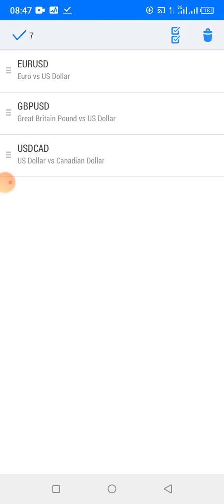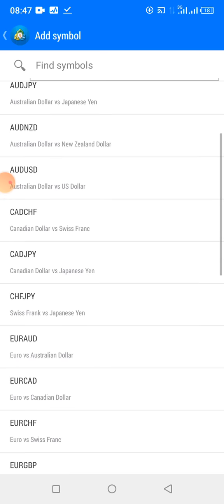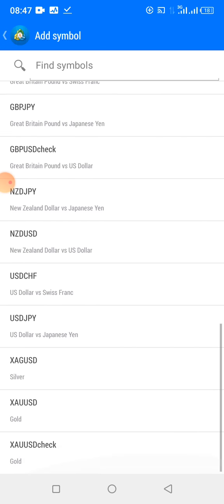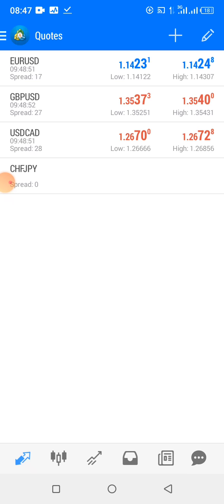You can see what I'm doing. I'm deleting the pairs I don't need, and I still need some other pairs I'm going to add here. That is JPY, and also stocks, and there's no stocks here, so you can see the chart. You can see the pairs I picked. There are just 4 pairs, which is the best.